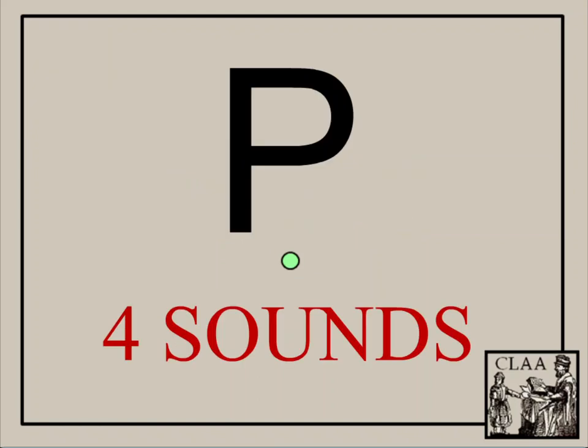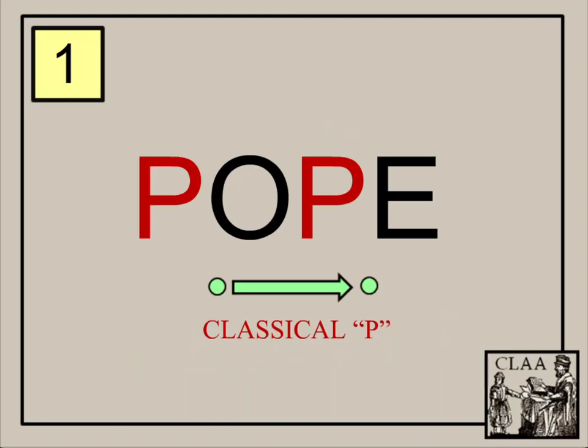The final consonant we'll study in this lesson is the English consonant P. Look carefully at the letter on your screen. This is the English P. The English consonant P is used to represent four basic sounds. The first sound, represented by the English letter P, is the sound of the classical P. P, P, P.